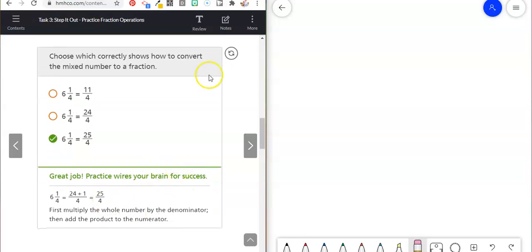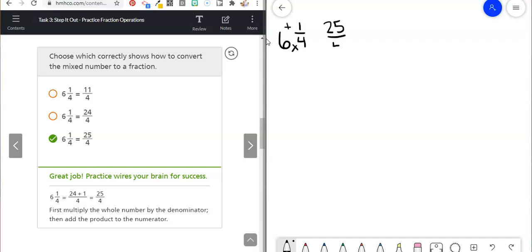And they kind of go about how to do that right there. So it would look like this if you solved it. I have 6. So I take the bottom number, multiply it by the whole number. 6 times 4 is 24, plus 1 is 25. So I get 25 over 4.